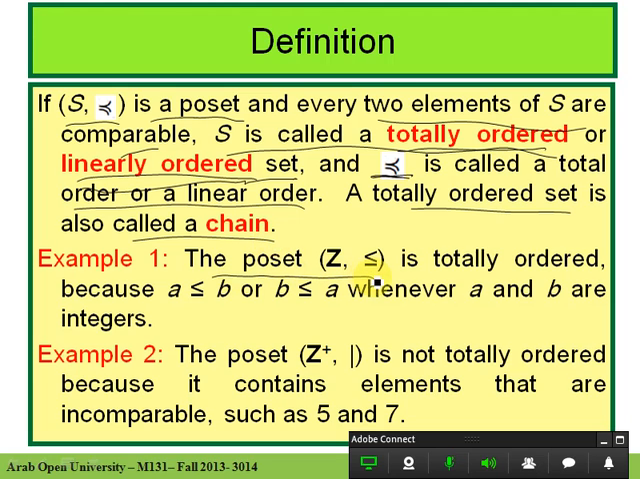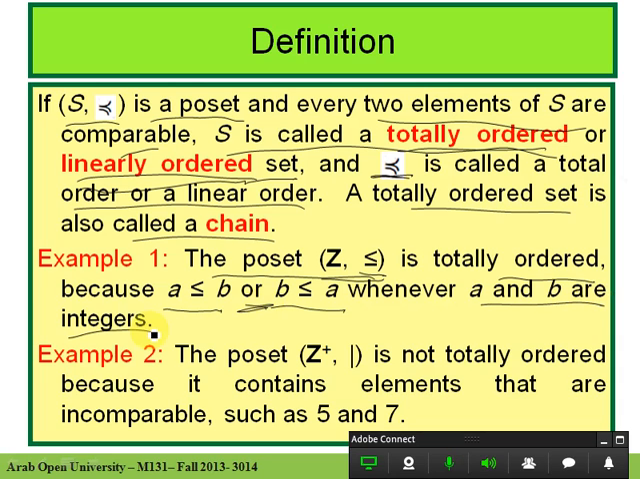Example: the partially ordered set of integers with the relation less than or equal to is totally ordered, because for every two elements, a is less than or equal to b or b is less than or equal to a. It is an or condition, not an and condition. So for every a and b integers.